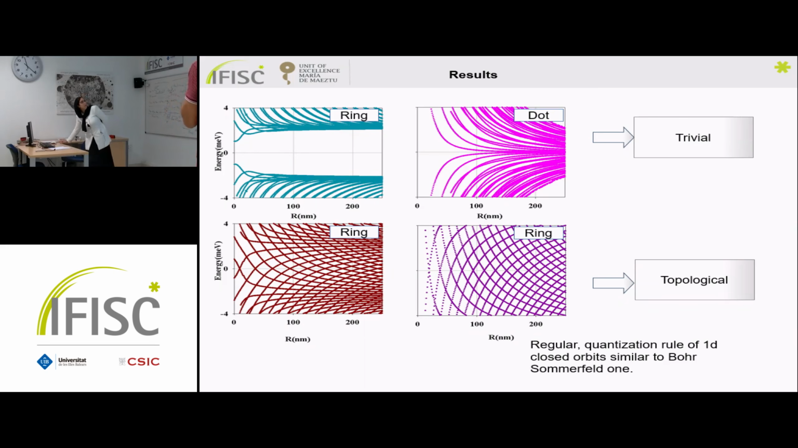Here, so only one state. But there are more states below. I mean, all these branches continue, because we are interested in the low energy. Because of that, I do this cut just to focus on the low energy.